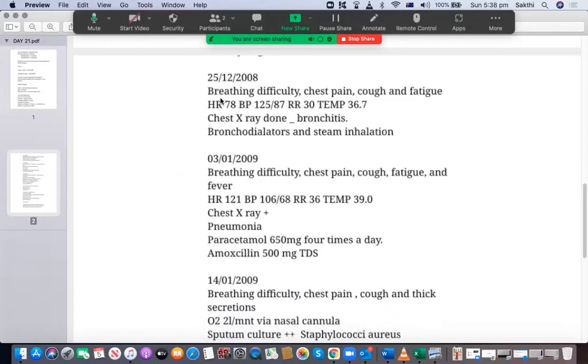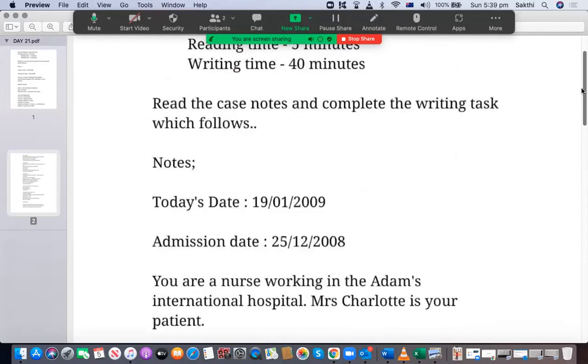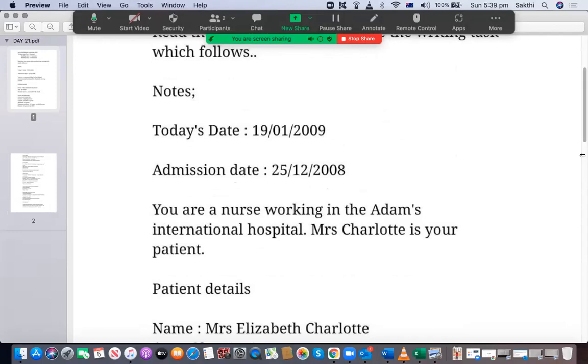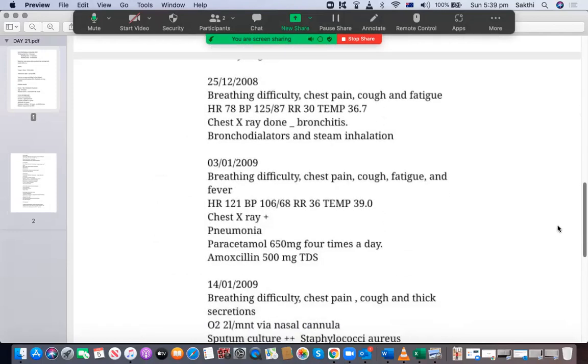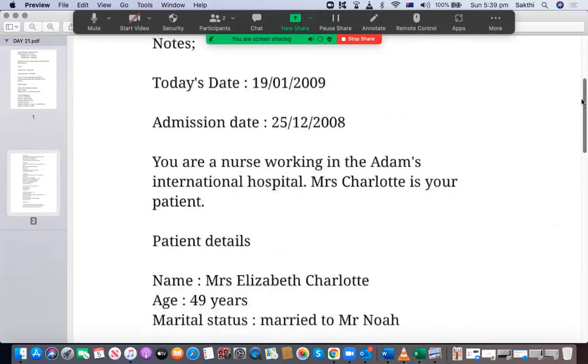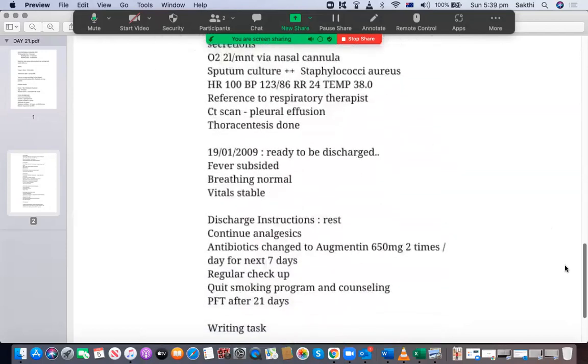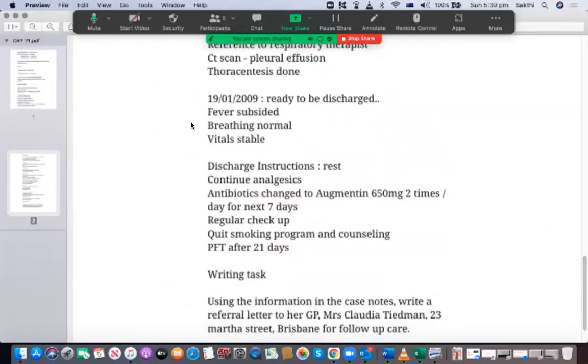Breathing difficulty: you don't need to mention the ones that occurred in the past, apart from this date. So from the time of admission, you have to include. And again, breathing difficulty, chest pain. You don't need to include these things, and I'll tell you why. So the admission date and today's date. Okay, when is the discharge date? Let me have a look at it. Okay, ready to be discharged on the 19th of January.